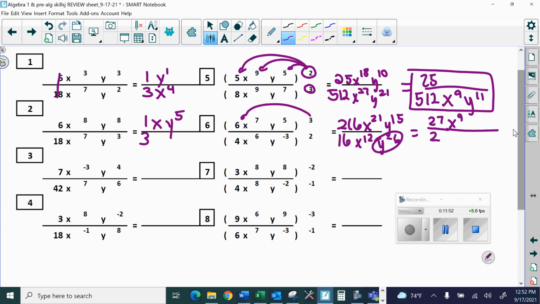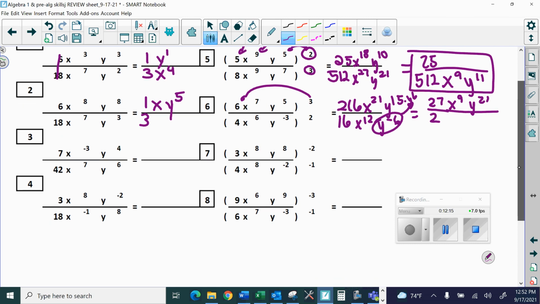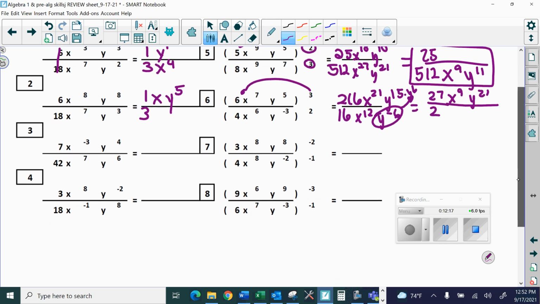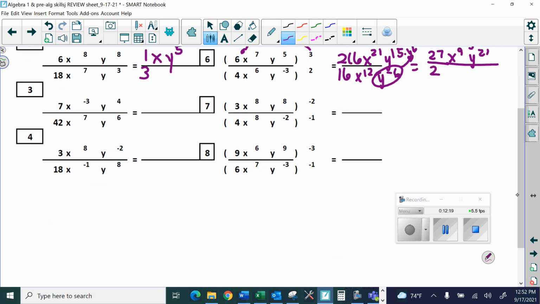I can either just subtract, go 15 minus negative 6, okay, that gives me 21, or I can move this up to the numerator and make it positive, and then I have y to the 6th there, and y to the 15th times y to the 6th is y to the 21st. So for a lot of you, it would be easier to move the negatives, do the reciprocal, and put them from the numerator to denominator or denominator to numerator. So they're all positives, and then deal with it.